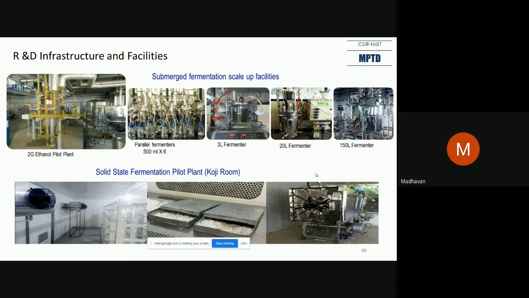And coming down, you can see the solid state fermentation pilot plant, which is a koji room. You can see the controlled humidity and temperature, every factor is controlled. You can keep the trays in that specific room and perform your solid state fermentation. You can see the big autoclave, where the trays can be put, autoclaved, and then taken into this room. So this kind of facility is very essential if you want to go to commercial scale.